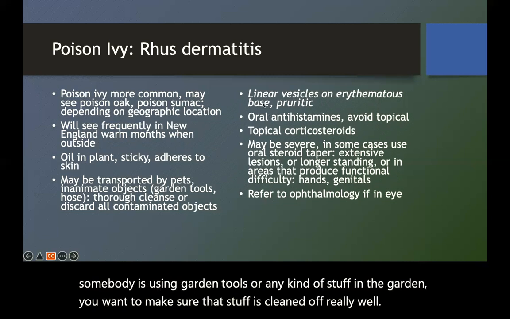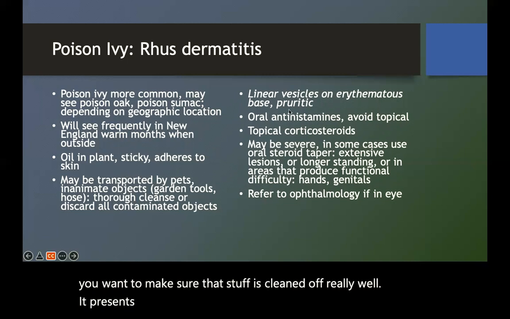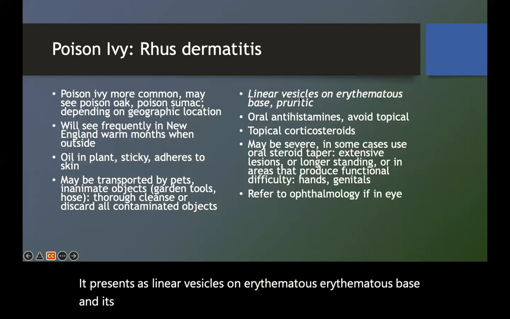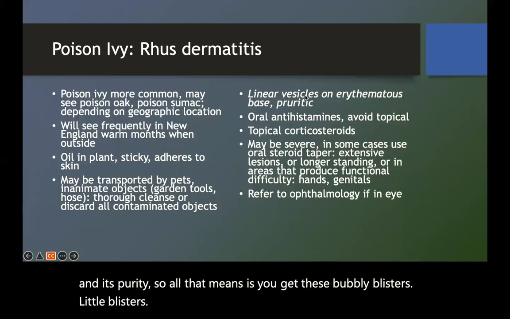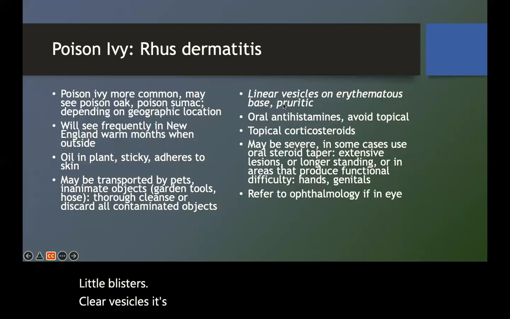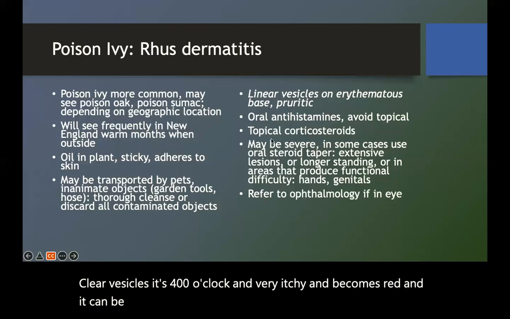It presents as linear vesicles on an erythematous base, and it's pruritic. So all that means is you get these bubbly blisters, little blisters, clear vesicles. Very itchy, and becomes red, and it can be swollen. Some people are severely allergic to it. I am in particular very allergic to poison ivy.